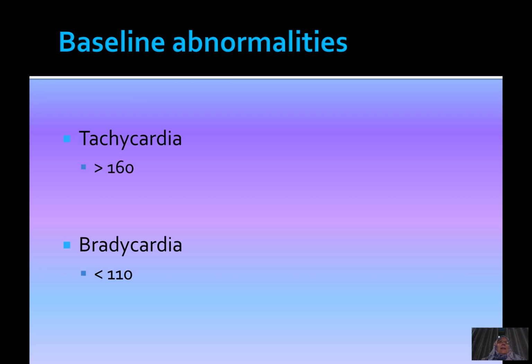Okay, so let us start with some baseline abnormalities. A tachycardia is defined when the heartbeat of the baby is continuously above 160, and a bradycardia if it's persistently below 110.